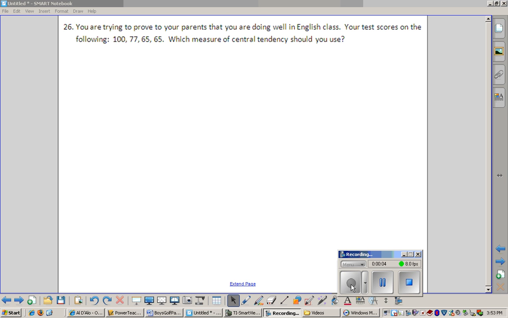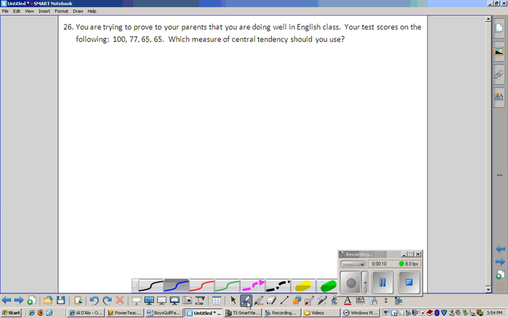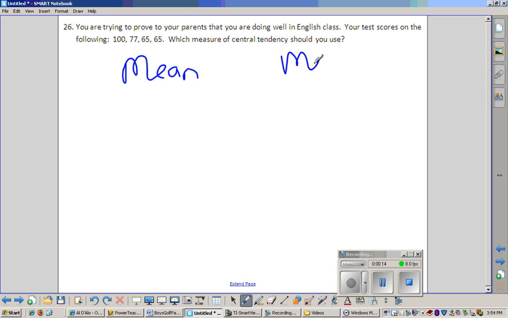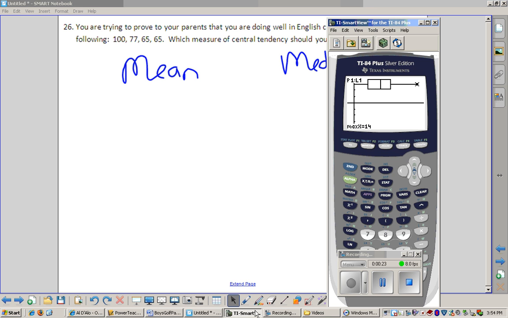Okay, 26 to 30. You're trying to prove to your parents you did well in English class. Your test scores are the following. Which measure of central tendency should you use, mean or median? So mean, we're going to have to average all four scores by adding them all up and dividing by 4. So let's do that right now.